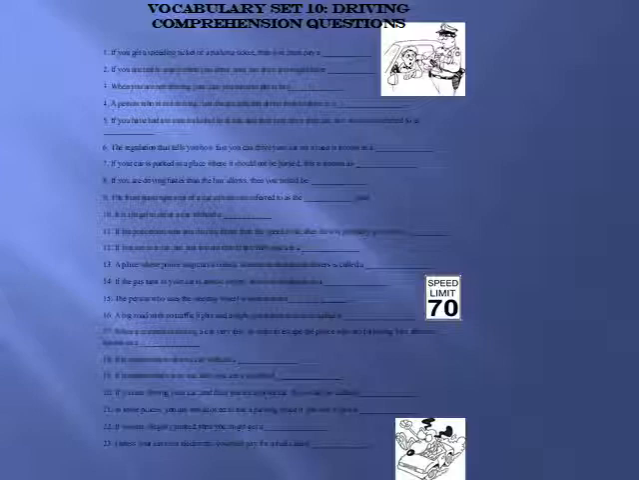Number 15, the person who uses the steering wheel is known as the driver. Number 16, a big road with no traffic lights and a high speed limit is usually called a highway. Number 17, when a criminal is driving a car very fast in order to escape the police who are following him, this is known as a high-speed chase.